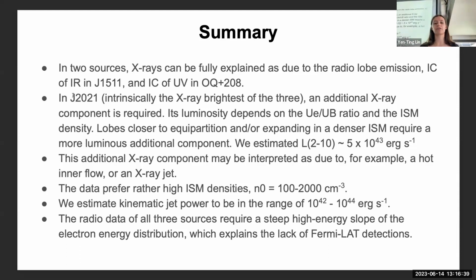Our data prefer densities which are around 100 to 2000 per cubic centimeter. And we estimated the jet power in our models to be between 10 to the power of 42 and 10 to the power of 44. Moreover, when it comes to the radio component of the emission, in all of the three sources, we need to have a very steep slope of the high energy electron distributions in order to reproduce the radio emission which we observe, which also is consistent with the lack of Fermi-LAT detection. Thank you very much.